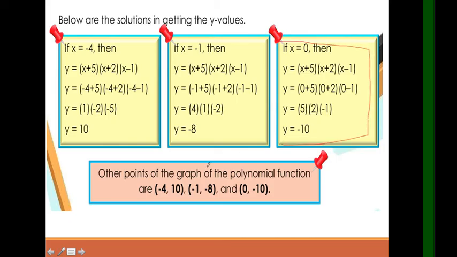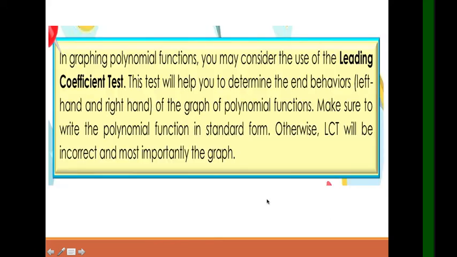So, other points of the graph of the polynomial are negative 4, 10, and negative 1, negative 8. So, we don't need to use this one kasi it's already given in the previous points. In graphing polynomial functions, you may consider the use of the leading coefficient test. This test will help you to determine the end behaviors, left-hand and right-hand, of the graph of polynomial functions. Make sure to write the polynomial function in standard form. Otherwise, LCT will be incorrect, and most importantly, the graph.